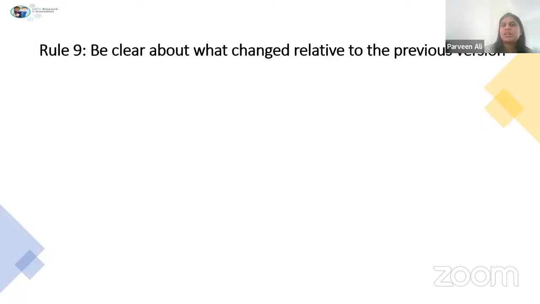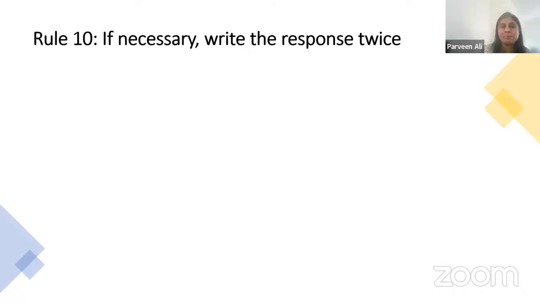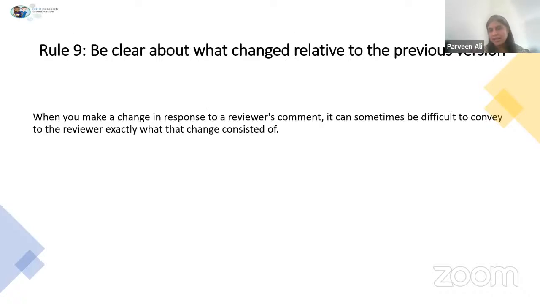Be clear about what changed relative to the previous version. So again, I think it goes back to the same thing that when you make a change in response to a reviewer's comments, it can sometimes be difficult to convey to the reviewer exactly what that change consisted of. But make sure that you say how it has changed from previous versions. Usually it is by saying, it's not so much of a problem unless you have to change the analysis, and that has changed the messages that you were trying to give, but explain how the things have changed from the previous version. And sometimes it could be as simple as using different color fonts and clearly showing that this is how things have changed from the previous version. This is how things have been added into the document.